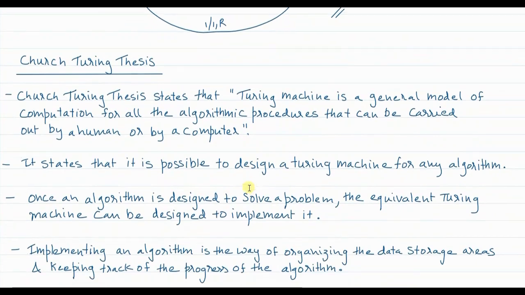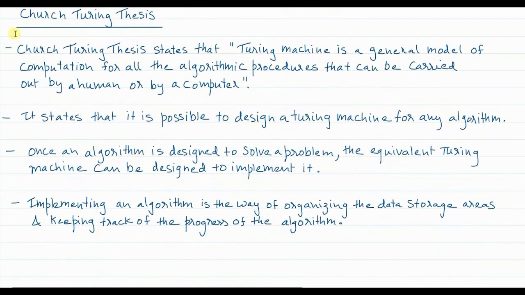Before we conclude this lecture, let us come to a very important concept called the Church-Turing thesis. Two experts, Church and Alan Turing, together came up with a thesis called the Church-Turing thesis. What is the statement of that thesis? It said that a Turing machine is a general model of computation for all the algorithmic procedures that can be carried out by a human or by a computer. A very powerful statement.